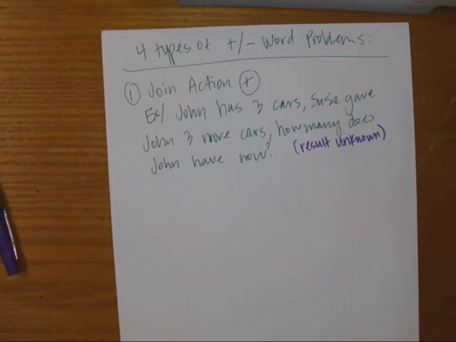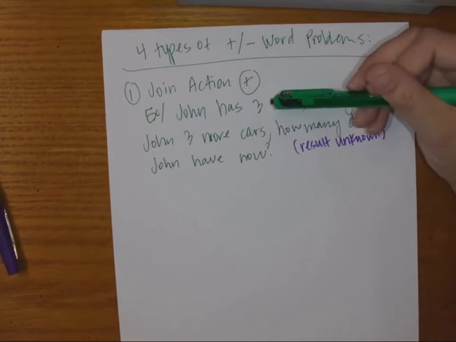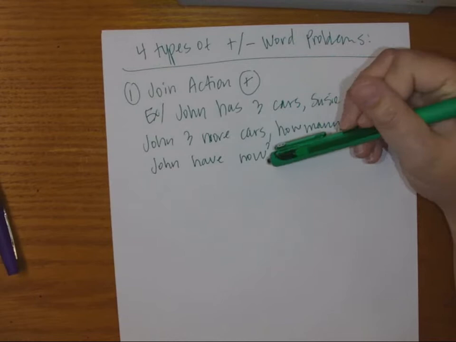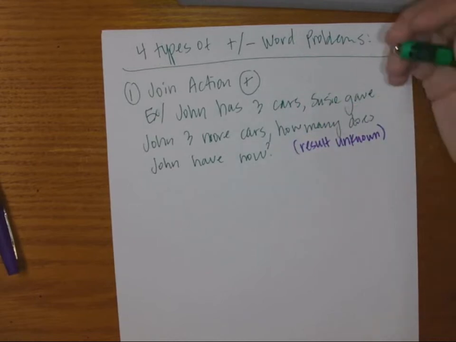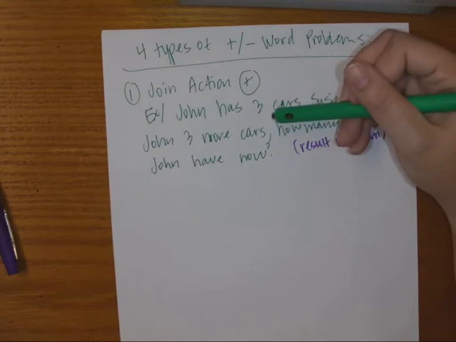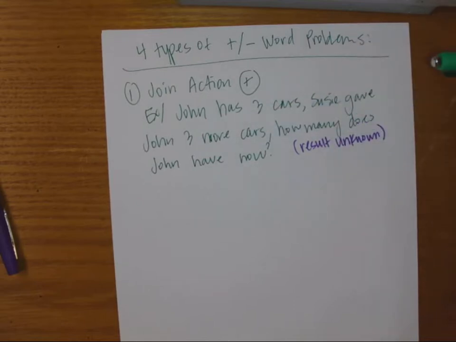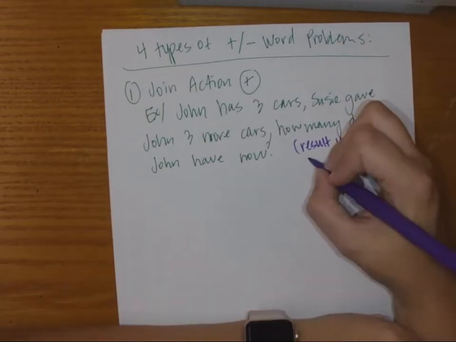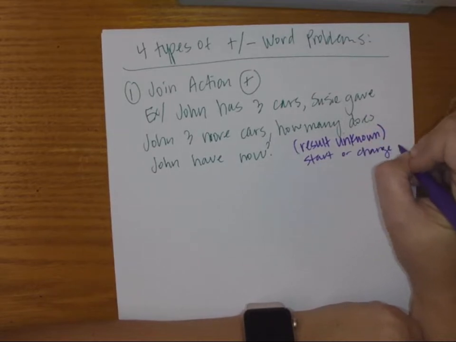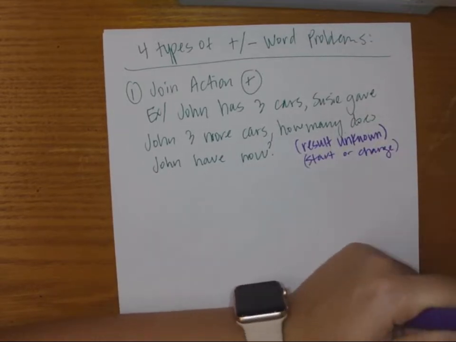You could also change this to where you don't know the start. John has some cars, Susie gave him 3 more, he ended up with 6 cars. How many did John start off with? You can also have the change unknown. John has 3 cars. Susie gave him more. He now has 6 cars. How many did Susie give him? So you could change the result, the start, or the change. Those are the only other 2 options there.